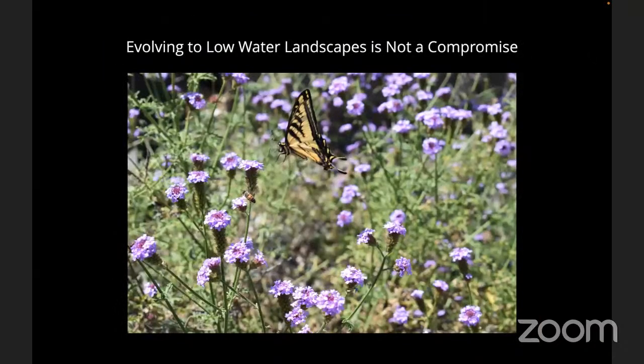And one of our big ideas is that evolving to low water landscapes is not a compromise at all. We have so many amazing, dynamic, beautiful plants that grow so well and require little resources here in Southern California that really it's not a compromise at all. And in fact, I firmly and strongly believe, and I've seen it happen in every garden project I've been involved with, that installing low water landscapes can leave you with a flat out more pleasurable, more beneficial landscape for yourself and the world than the higher water landscapes they're replacing. So that's the criteria and goal, the minimum entry point for what we're talking about.